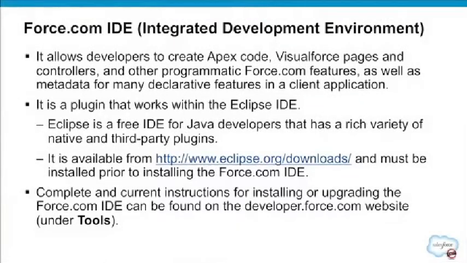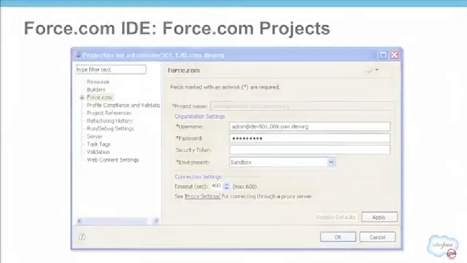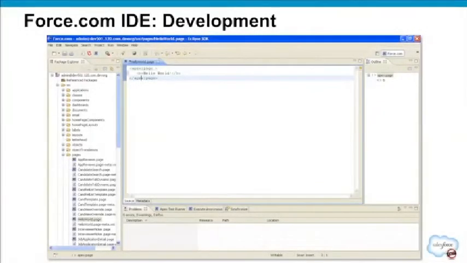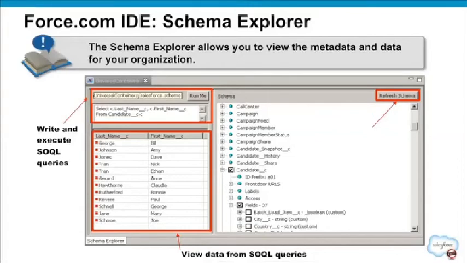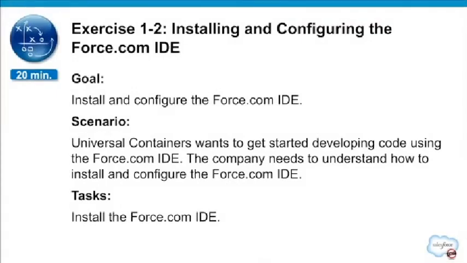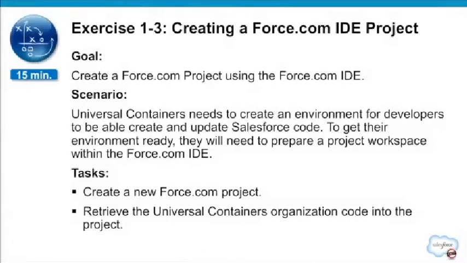So, all right, let's do this. So I talked about a number of the key features within the Force.com IDE. I talked about creating a project, talked about editing source code. We talked about Execute Anonymous. Talked about the Schema browser, the Schema Explorer. So let's do this. Let's work on exercise 1-2. Let's install the Force.com IDE, and let's also create our first Force.com project. The instructions are in the course guide.